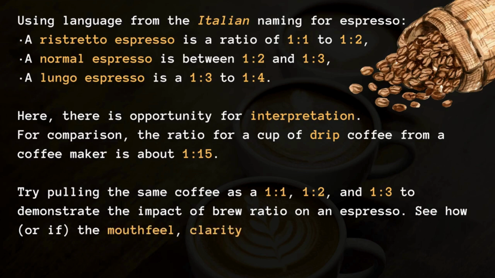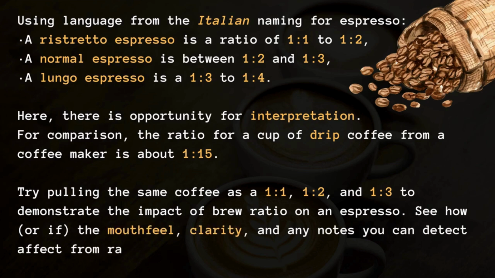Try pulling the same coffee as a 1:1, 1:2, and 1:3 to demonstrate the impact of brew ratio on an espresso. See how, or if, the mouthfeel, clarity, and any notes you can detect change from ratio to ratio.